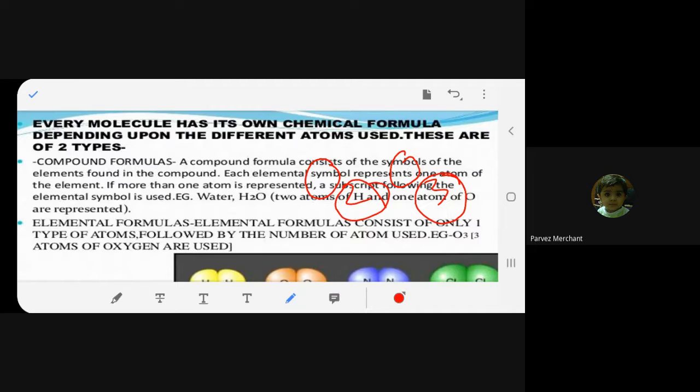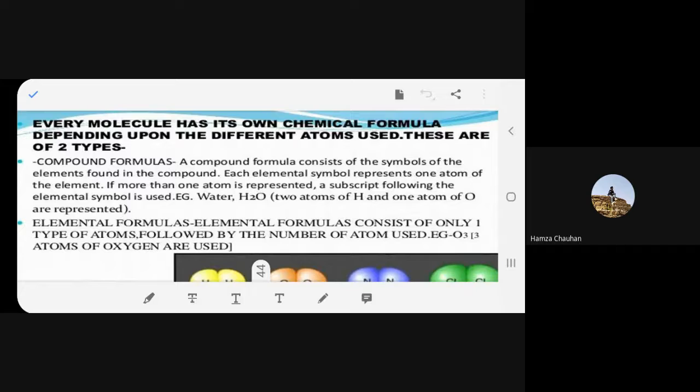But the elements are the same. Do you understand? So it is a molecule. O2 is a molecule. O3 is also a molecule. But the only thing is that their definition changes. Is it clear? Yes, ma'am. You want to ask me any question, beta? No, ma'am.